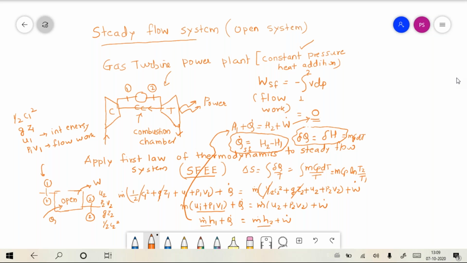Okay, what do you understand by adiabatic process? Any answers? Tejas, Pranav, any answers for this? What is the meaning of adiabatic process?